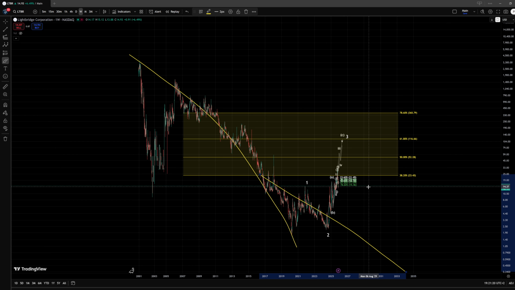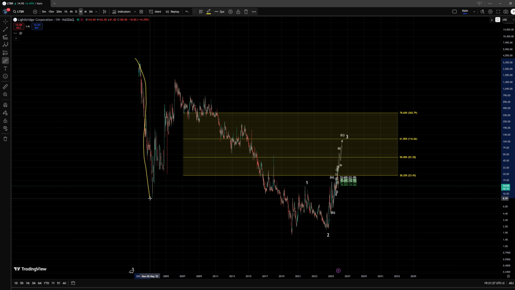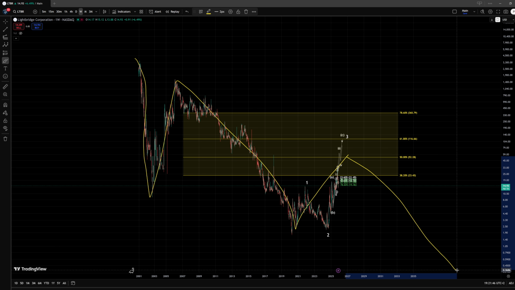Now, I won't be going through all of the scenarios. We will be tracking this as a primary scenario where we are looking at a wave 1 down, a wave 2 up, and here an A wave down, part of a larger wave 3, a B wave possibly still unfolding even now, and then a C wave that could start taking us to new lows from this area.